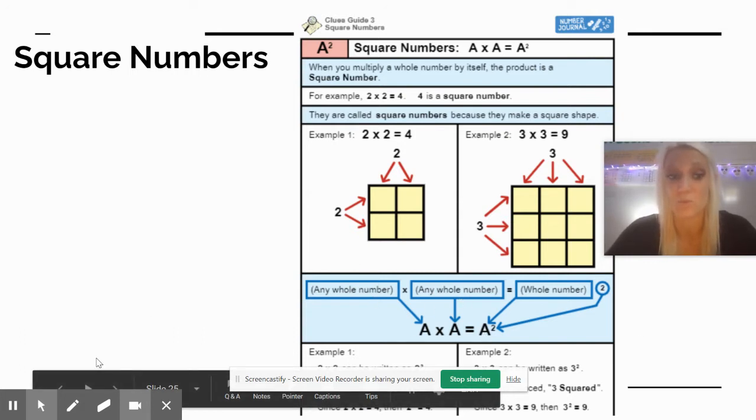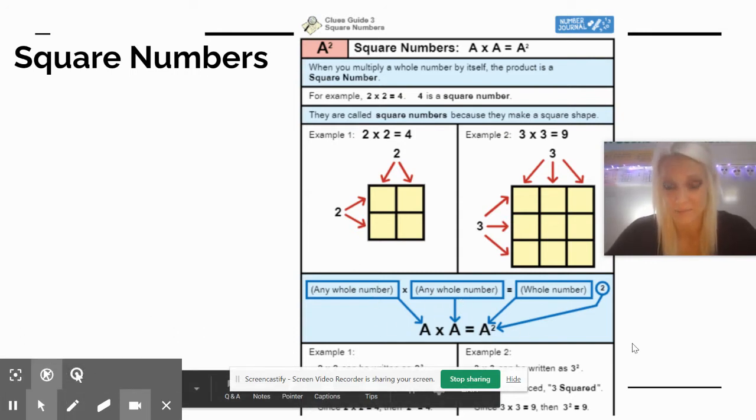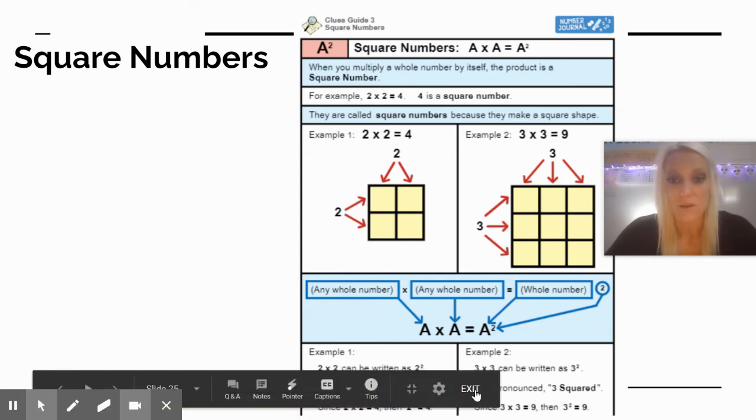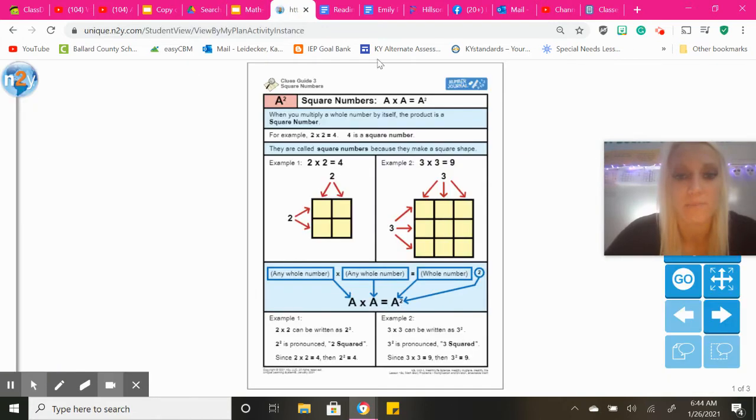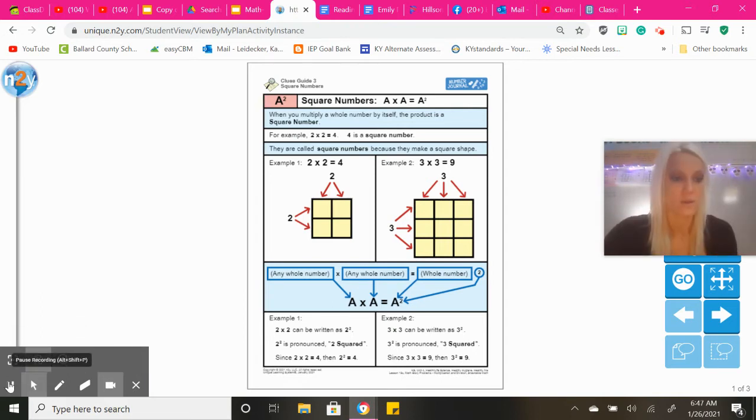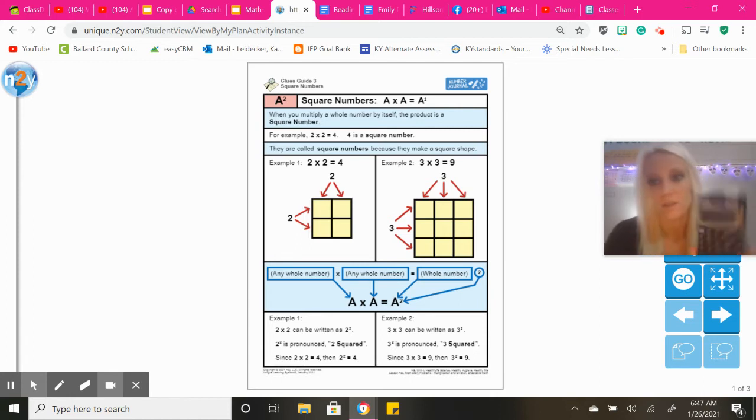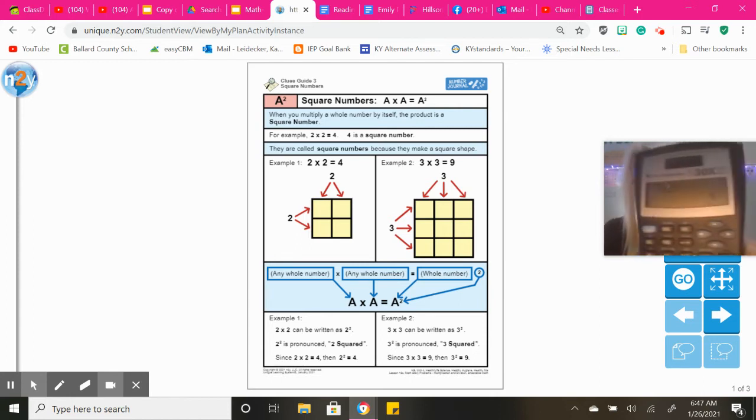That right there is really important. Let's go back. Again, 2 times 2 can be written as 2 squared. I'm going to get a calculator and show you this. You guys get your calculator. I have my calculator and I'm going to put 2 times 2. 2 times 2 equals 4.